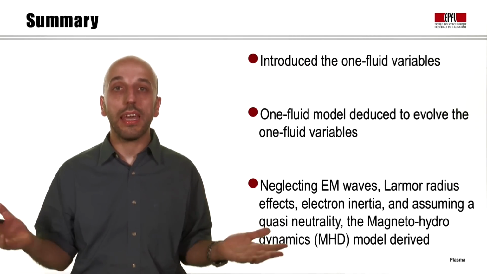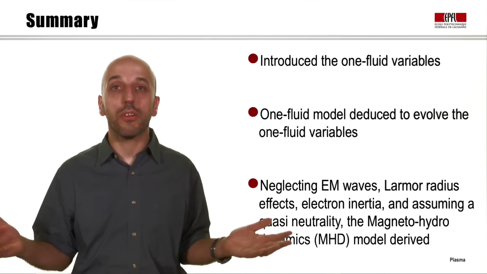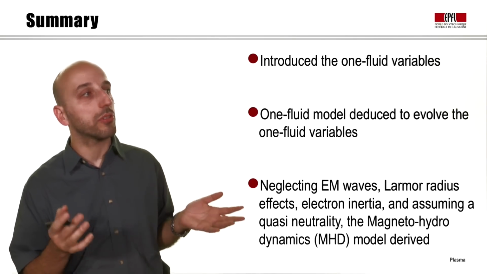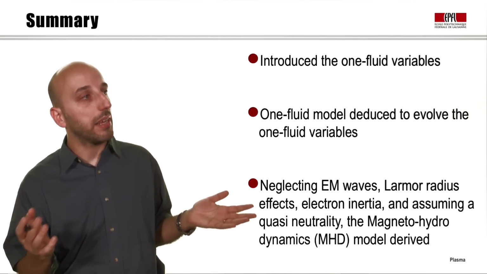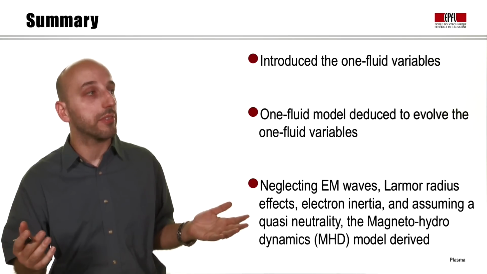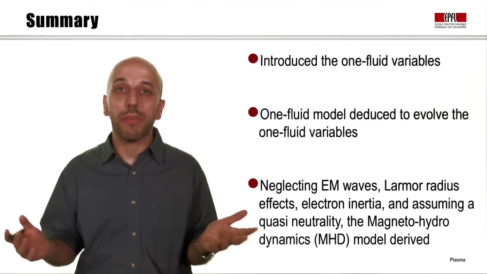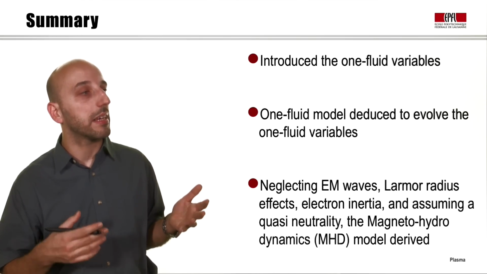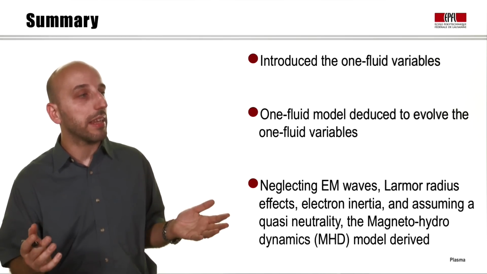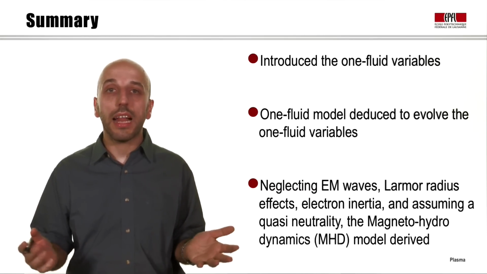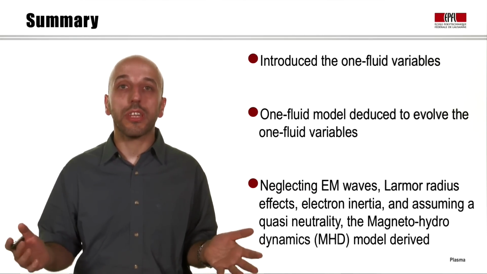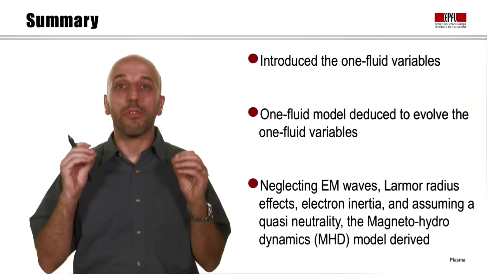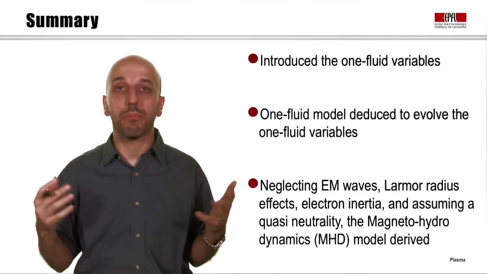And here we got to the end of this lecture. What we have done today was to derive a single fluid model to describe the plasma dynamics. More particularly, we introduced the one-fluid variables and the equations that evolve them. And then we have seen that by making a number of assumptions, in particular by neglecting electromagnetic waves, Larmor radius effects, and electron inertia, and assuming quasi-neutrality, a model, the so-called MHD, magnetohydrodynamics model, can be deduced. And this is one of the most fundamental models used in plasma physics.